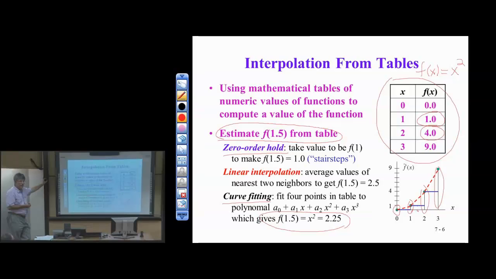Low pass. So what do you think the image is going to look like after you go through this filter that's low pass? It's going to be blurred. So you get these using either zero-order hold or linear interpolation for image interpolation, and you get a blurred image.